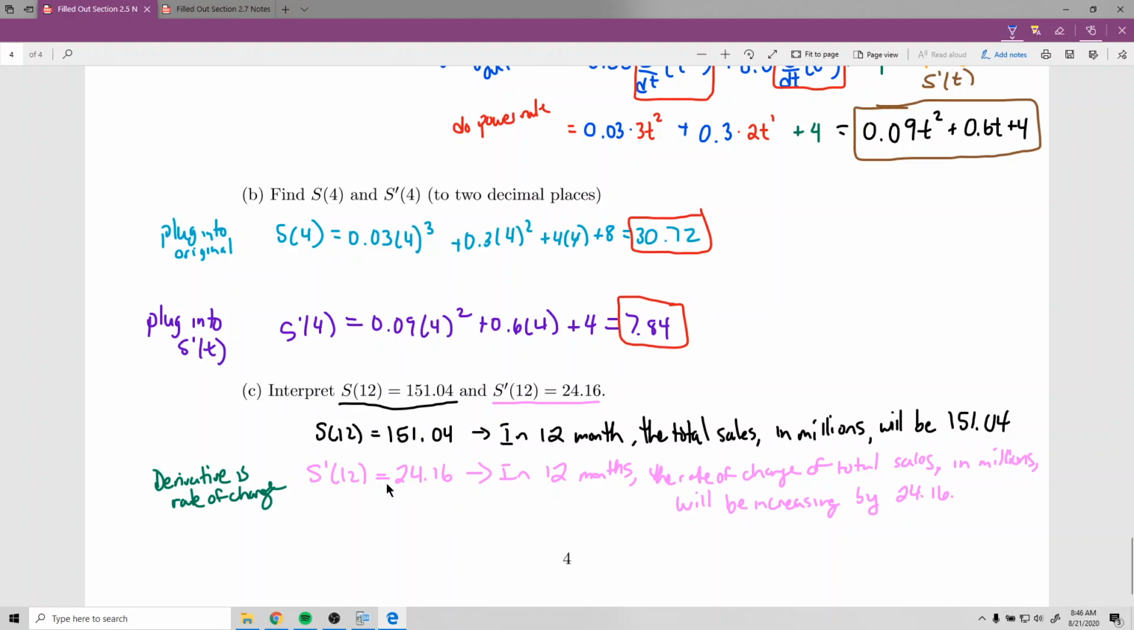For a problem dealing with sales, your sales shouldn't go down because it's the total sales, it can only go up. But that's the interpretation. So I'll just write that as a little note here. If the derivative is negative, we say it is decreasing. Since it's positive, for this one, we have increasing.